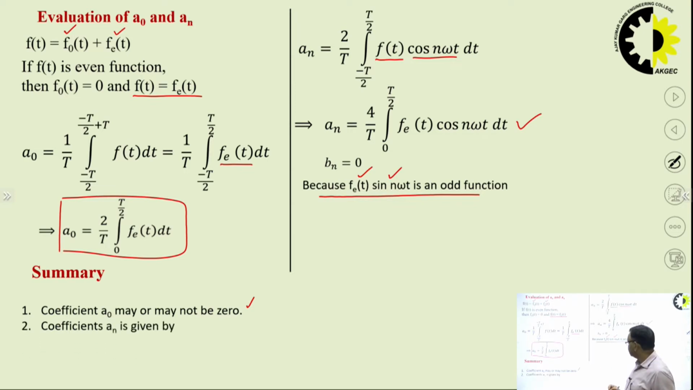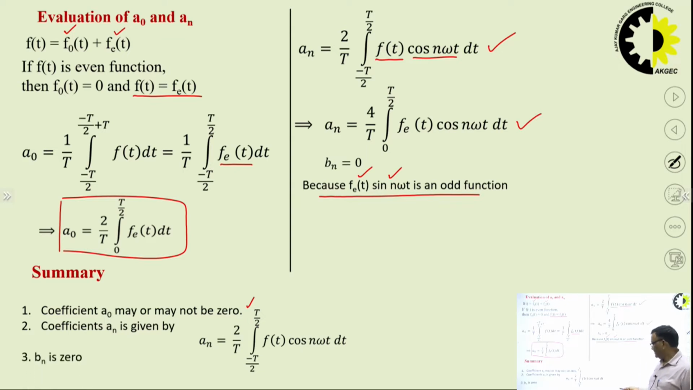Coefficient An is given by 4 by T integral from 0 to T by 2, either using this one or this one, and Bn is 0. So this is the summary of even symmetry. If you are able to identify the even symmetry for a given signal, we can conclude Bn is 0. We have to calculate only An and A0.